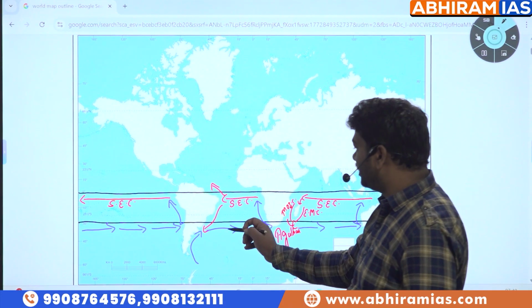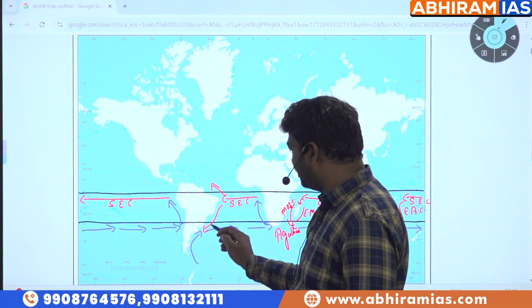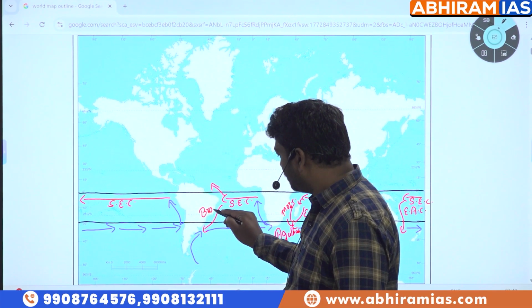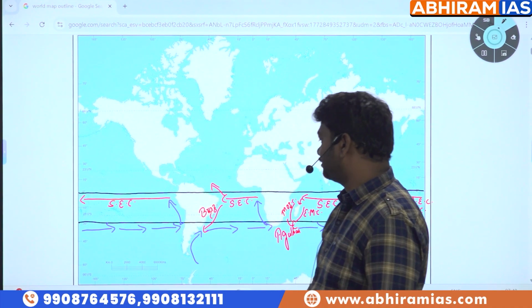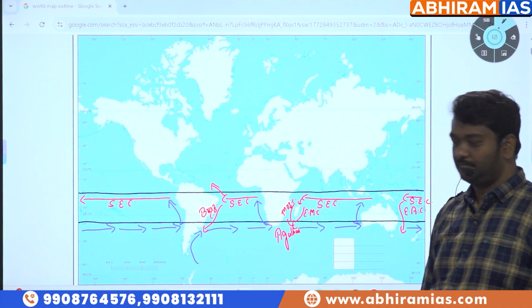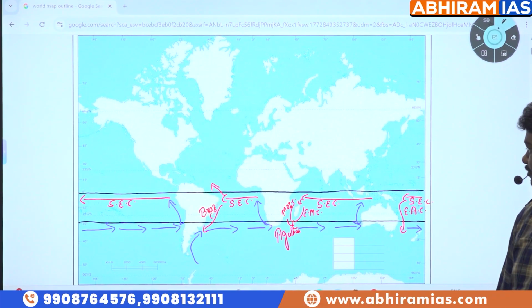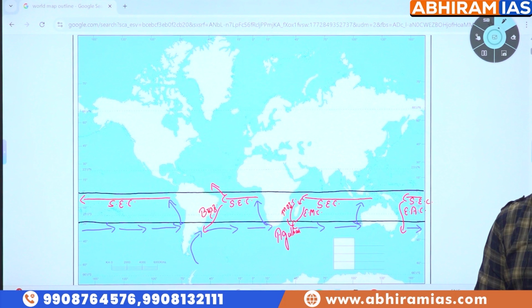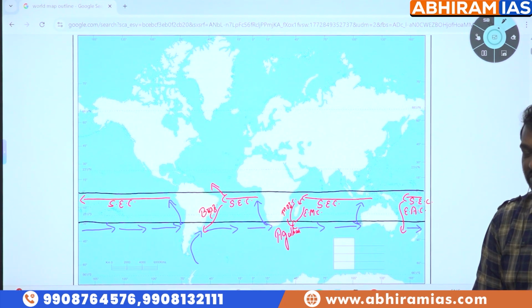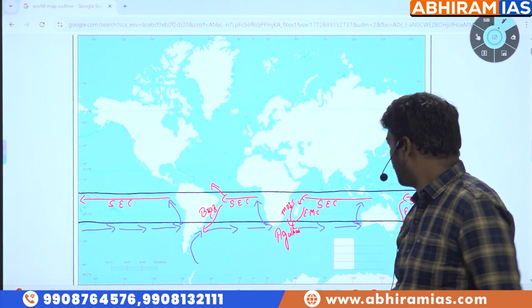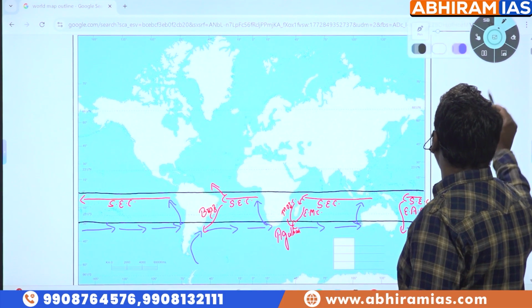What is this particular one, guys? Which is this particular country? Brazil. So it's called what? Brazilian Current. You should remember, first, which is a warm current and which is a cold current becomes important. Try now.